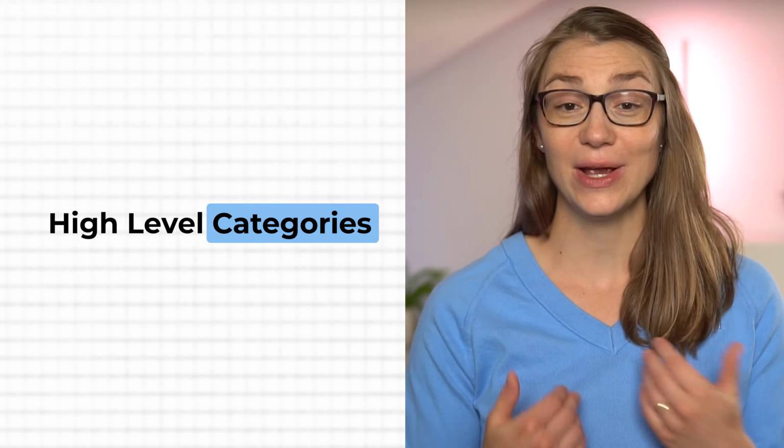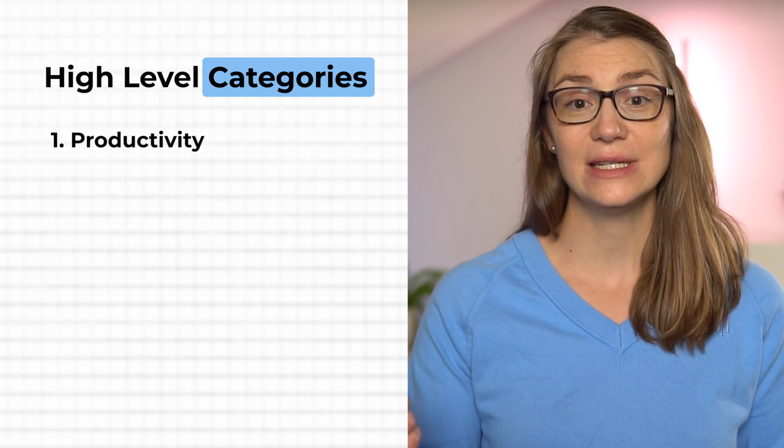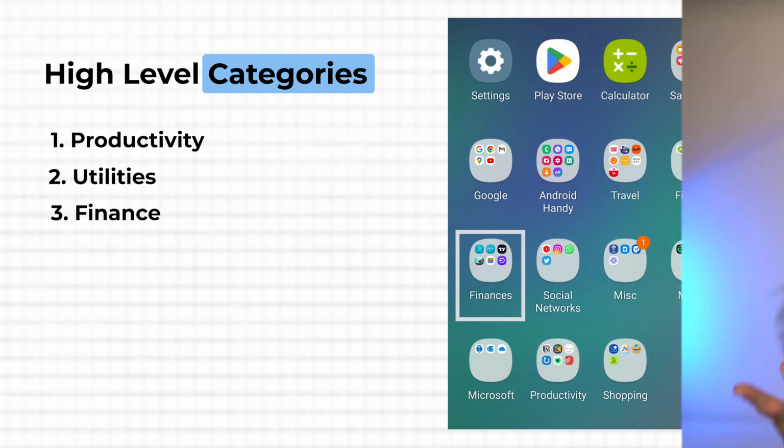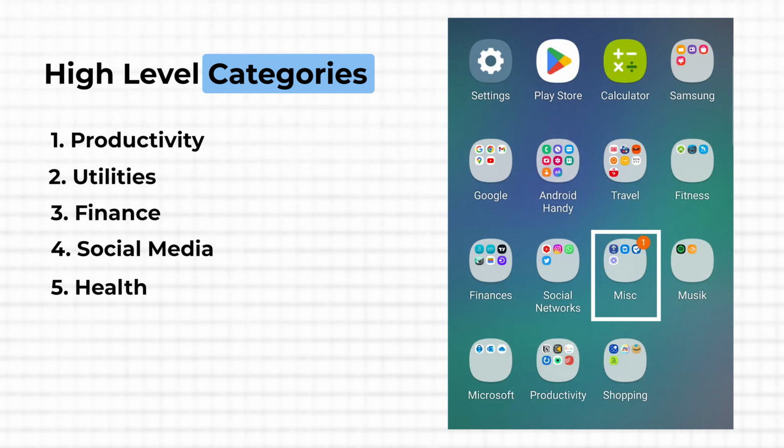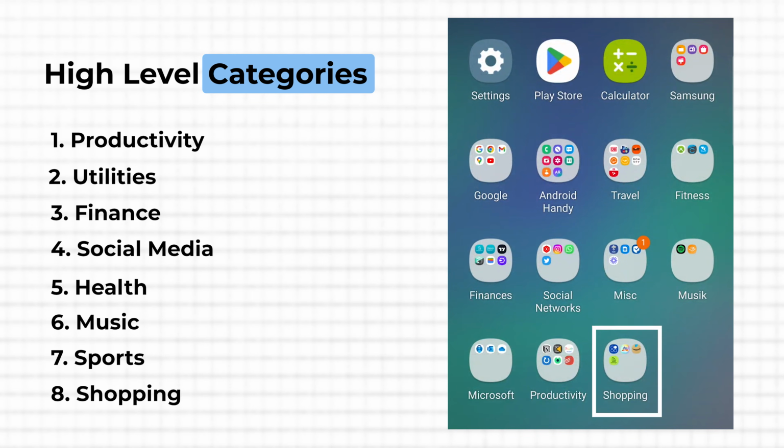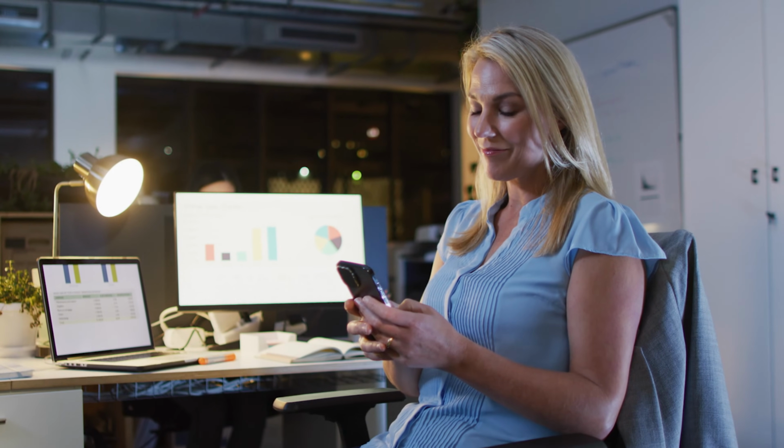What almost all of the strategies have in common though is that they think in categories. For example, this could be productivity, utilities, finance, social media, health, music, sports, shopping, or anything else. In any case, the key is that you are using the strategy that works best for you and that you feel comfortable using every day.